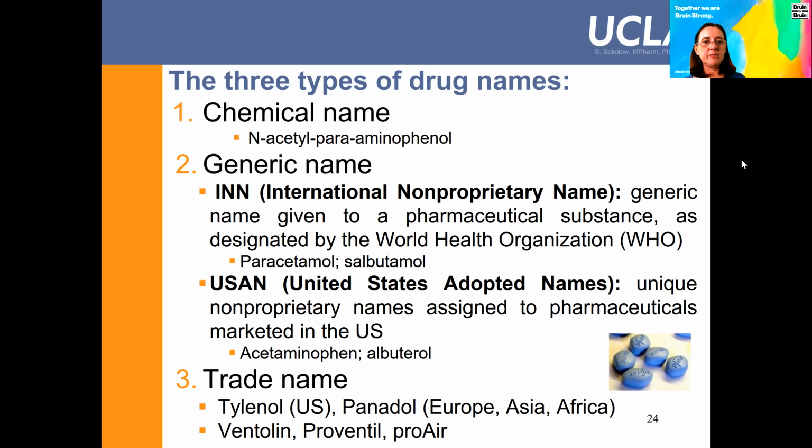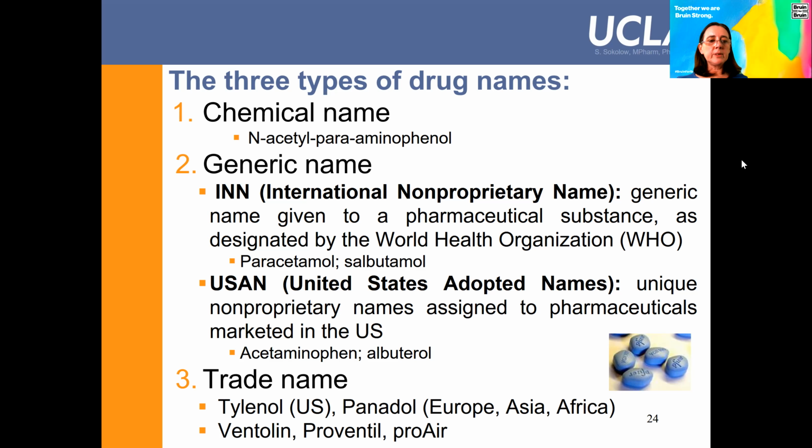So when it was developed in the lab, it was called N-acetyl-para-aminophenol. But you see, it's complicated. So when they moved on to the clinical trial, they said, oh, it's still better, even if those generic names are still complicated. Let's just come up with an easier name to remember: paracetamol. The international non-proprietary name is the generic name given to a pharmaceutical substance as designated by the WHO.